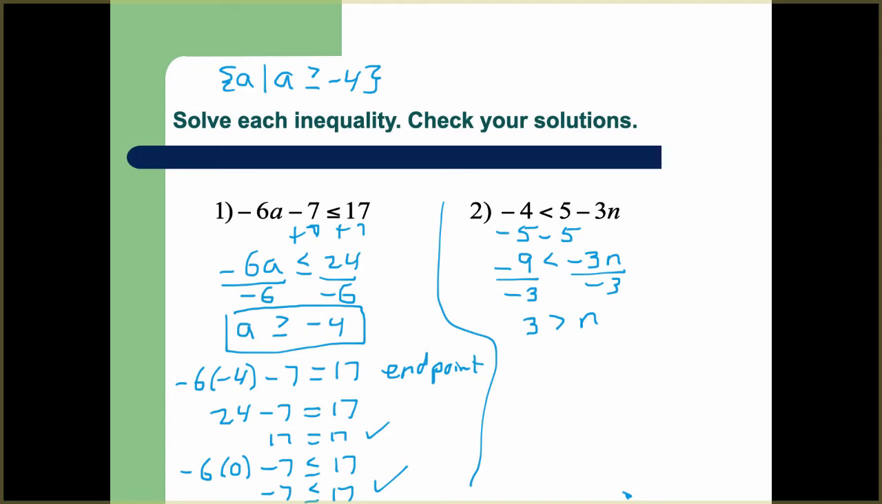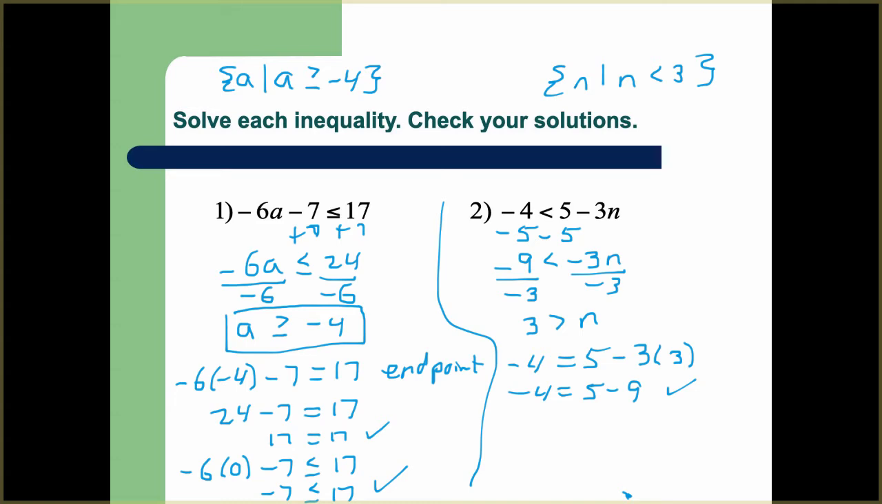In your book, again, you're going to see this set notation where it's going to be n such that n is less than 3. We need to check this again, so we are going to check the endpoint. The endpoint is 3, so we just want to make sure the numbers on both sides are equal to each other. And we get negative 4 equals 5 minus 9. And negative 4 equals negative 4 is true.